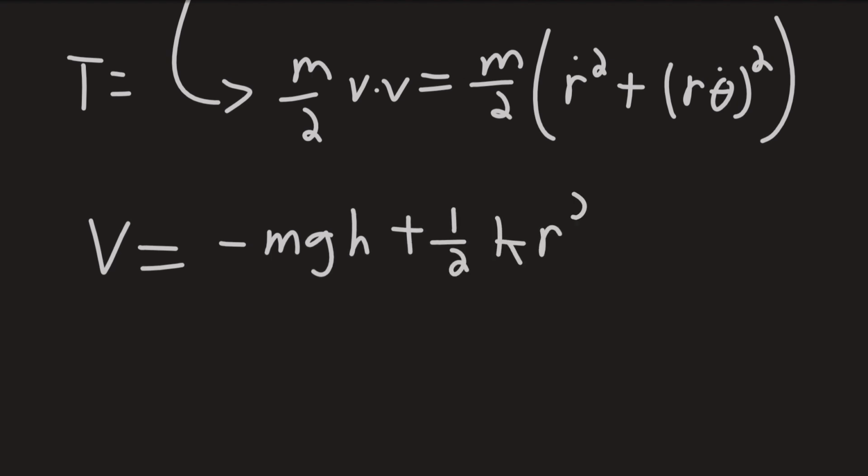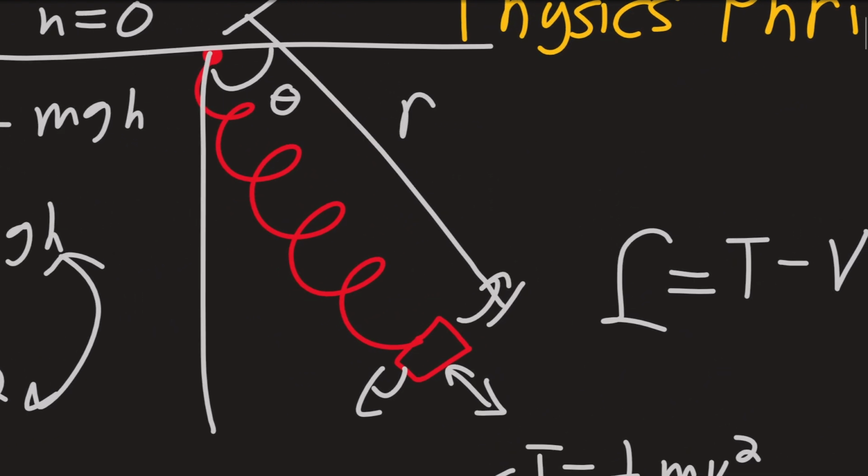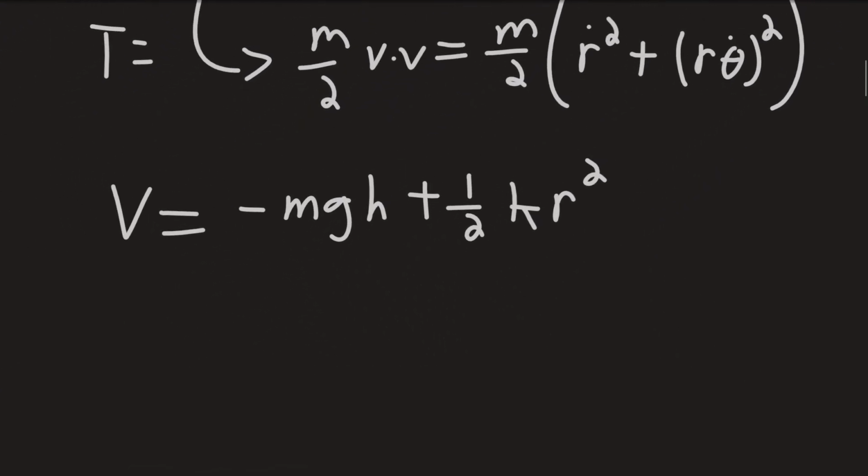We have our V, which is going to be negative mgh plus 1/2 kr squared. We can simplify this a tiny bit more, because you'll notice we have an h here, and no h is anywhere else. So let's just take a look at this right here. You'll notice that if we just draw a parallel line here, this vertical distance right here, that's just our h. So really just using some basic trigonometry, we know that h is just equal to r times the cosine of theta. Meaning that we can express our potential energy as minus mgr times the cosine of theta plus 1/2 kr squared.